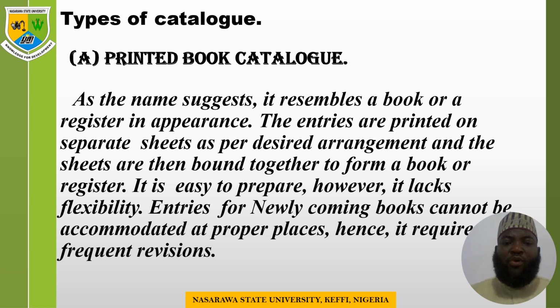So when we are talking of book catalog here, what we mean is the bibliographic records available in the library will be arranged and bound together in such a way that it will be more than 49 pages. At the end of the day, you refer to that one as book catalog. Why they say it's not flexible is because in most occasions, if you have new entries into the library, you cannot insert them into the catalog. So for that reason, this type of catalog is not flexible.